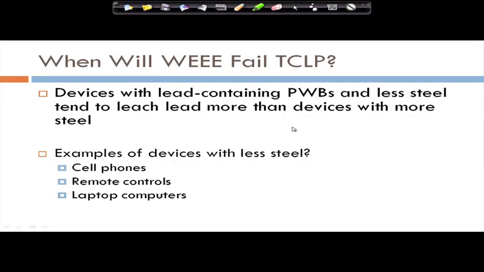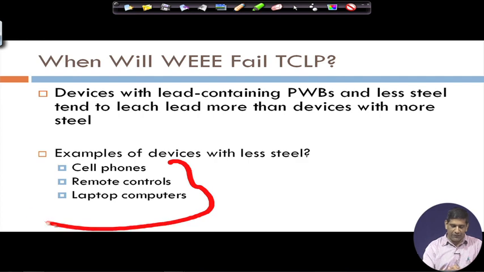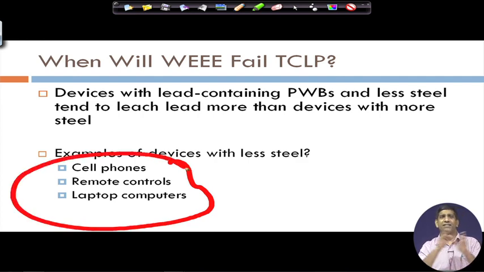So, when will this electronics fail TCLP? What we saw is that devices with lead-containing printed wire board with less steel tend to leach more lead than devices with more steel. This is what I was trying to say, and I was quoted out of context in those newspapers that I just mentioned to you, after a conference in XLRI Jamshedpur last year. Examples of devices with less steel are cell phones, as we all carry cell phones, remote controls, laptop computers, and we are using more and more of these. These actually tend to fail TCLP more, although they may have the same amount of lead.